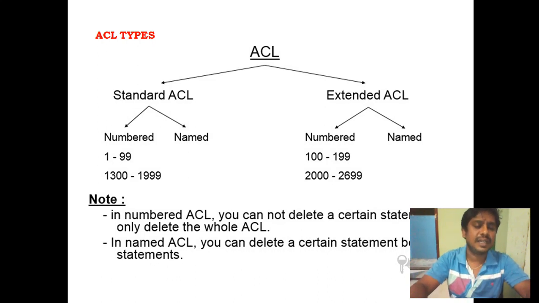In numbered ACL, we cannot delete a certain statement, we can only delete the whole ACL. Whereas in the case of named ACL, we will be able to delete a certain statement between the statements. When we need to delete certain statements alone, we can go with the named ACL.